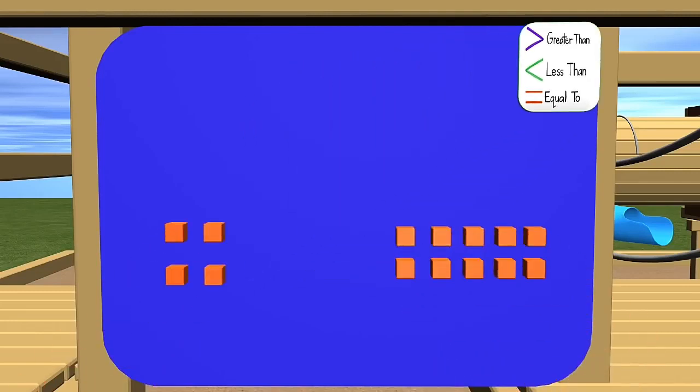Here we have two groups of ones blocks. We need to compare these groups of blocks. The first thing we need to do is count how many are in each group. We start on the left and we can see that there are 4 blocks. And on the right side, we have 10 blocks. We need to use one of the 3 symbols to compare these two groups.